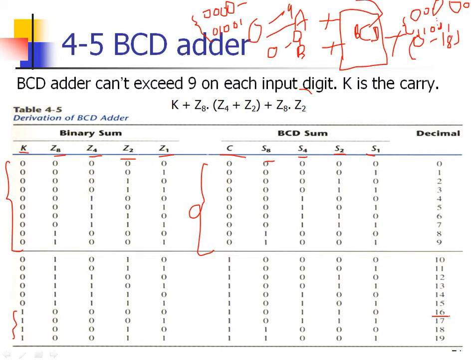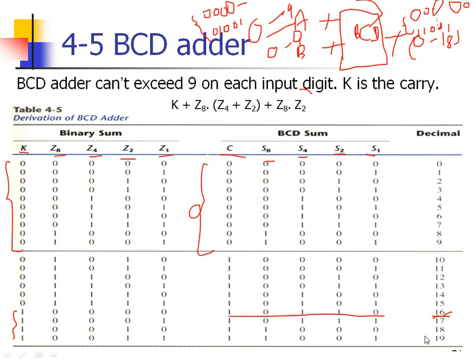So in BCD we have to represent it as 1 and then 6 separately, or we can say that for the given number 10000, we have to add 6, which gives this result.